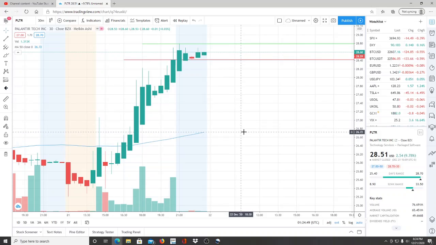So the 50-day moving average is down here at 26.72. I'd write that down. As long as we're above it, we're in bullish territory. The moment we're below it, we're in bearish territory. So I want every single investor to be aware of that.